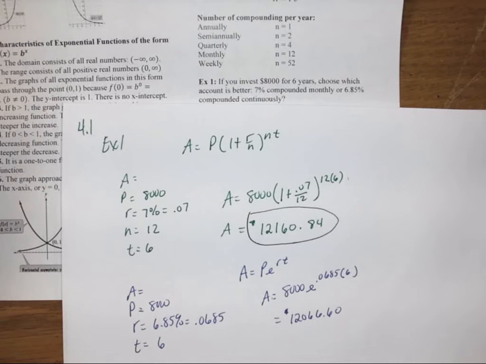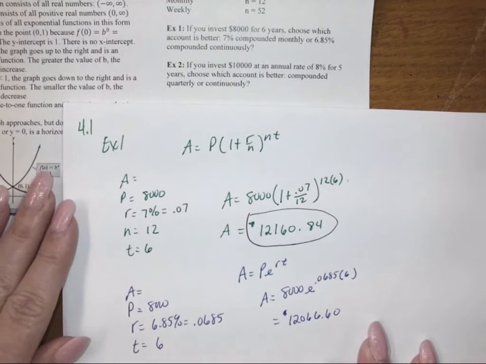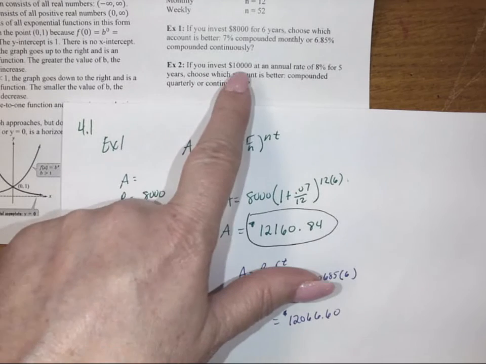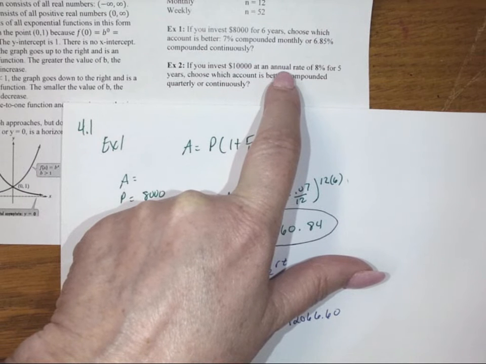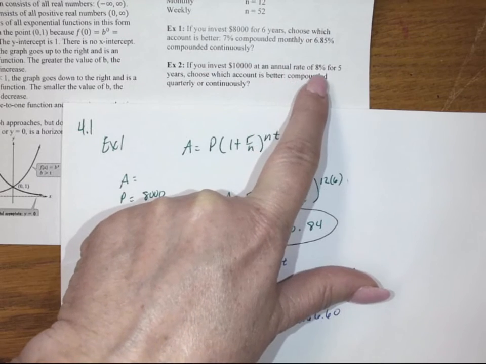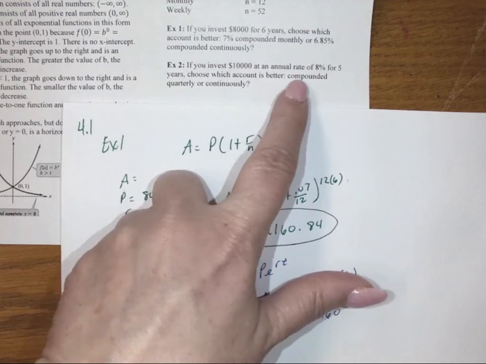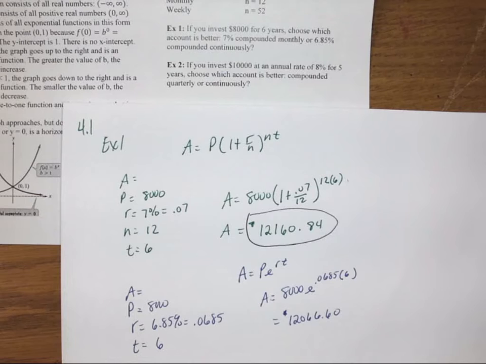All right, example 2. It says, if you invest $10,000 at an annual rate of 8% for 5 years, choose which account is better, compounded quarterly or continuously. So we're investing $10,000 at an annual rate of 8% for 5 years. Choose which account is better. Compounded quarterly, that's what was changing, or is it continuously? So do we have an N or not?